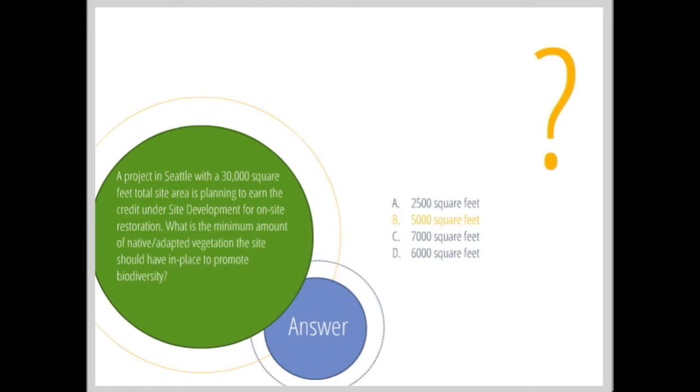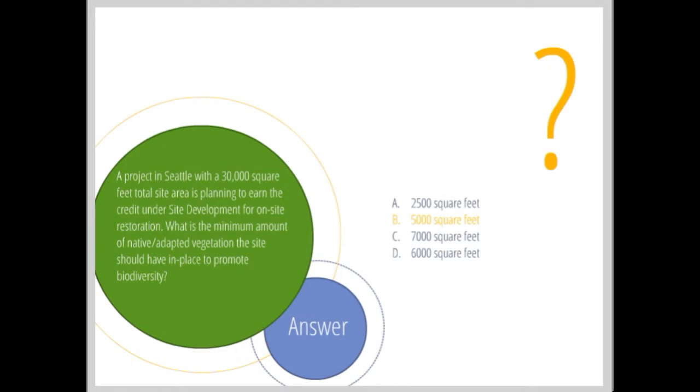The correct answer is 5,000 square feet. Some of you may have thought it was 6,000 square feet. The required area for vegetation is 20% of the site area, including the footprint, which in this case would be 20% of 30,000, which equals 6,000 square feet. However, the question asked the minimum amount of native or adaptive vegetation.